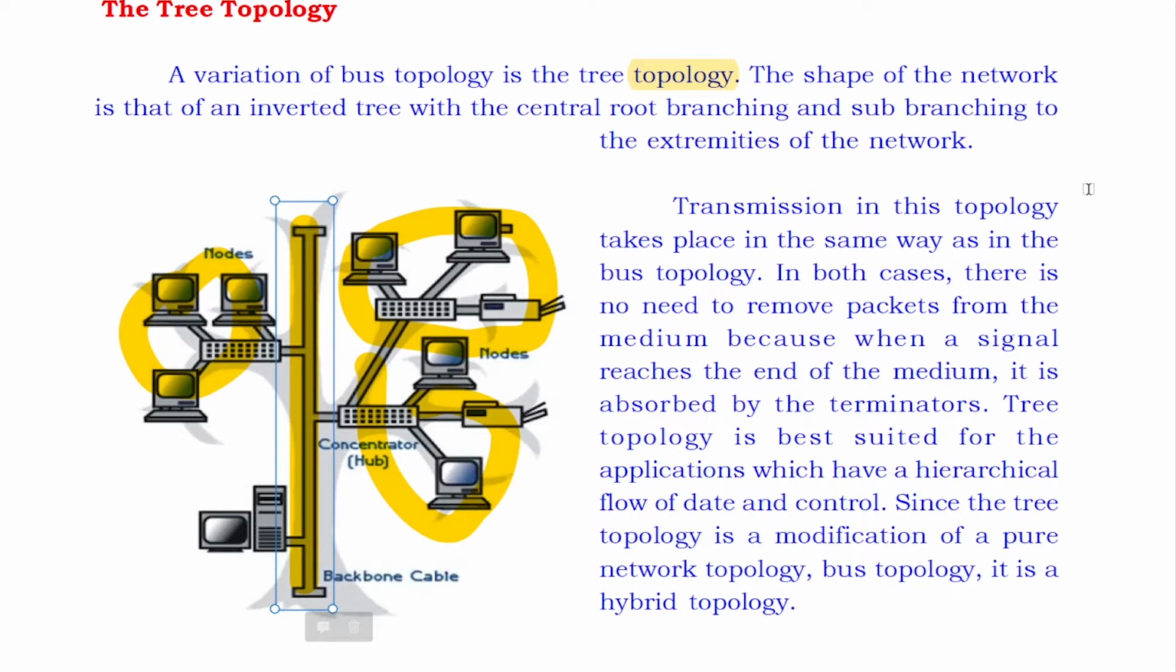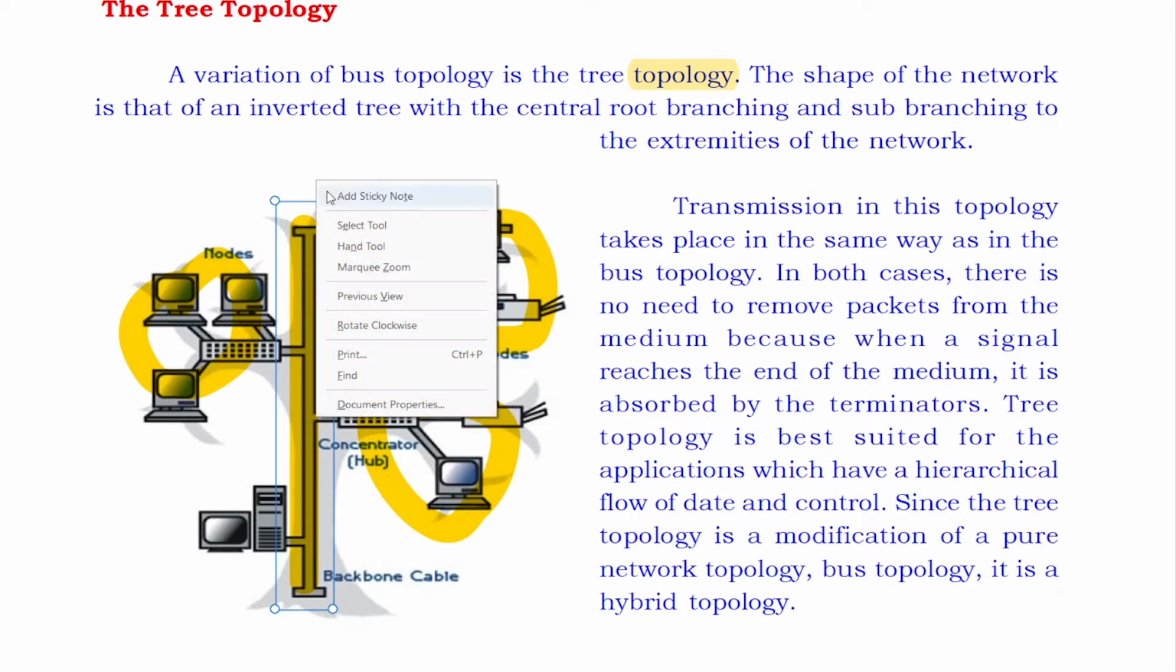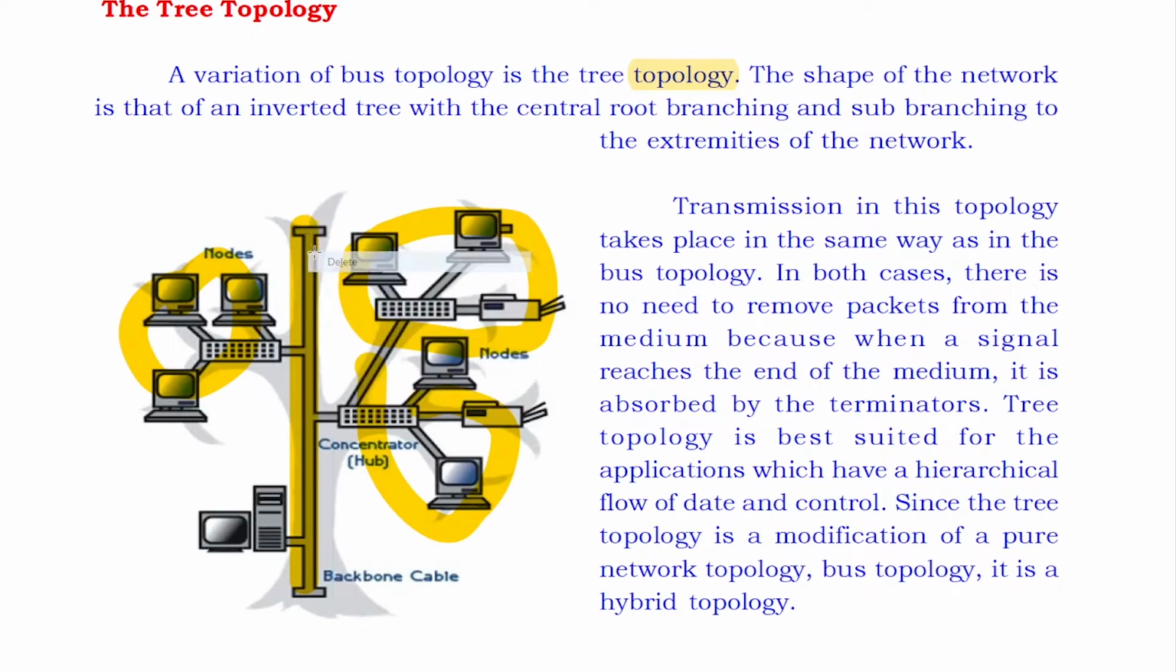Transmission in this topology takes place in the same way as in the bus topology. So normally through this, data will be moved. As we already discussed, data will be sent and received on all the computers of the network through this common bus.